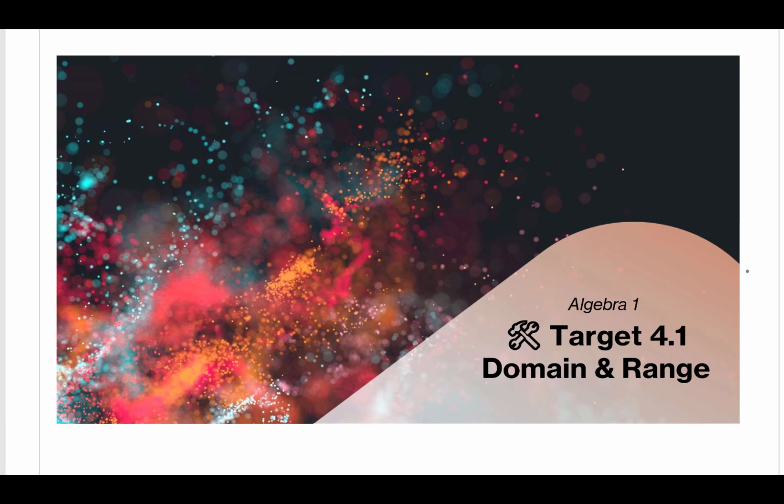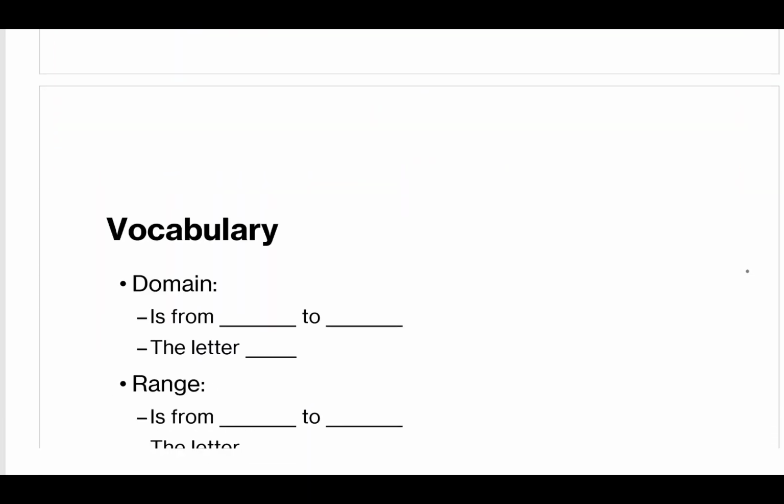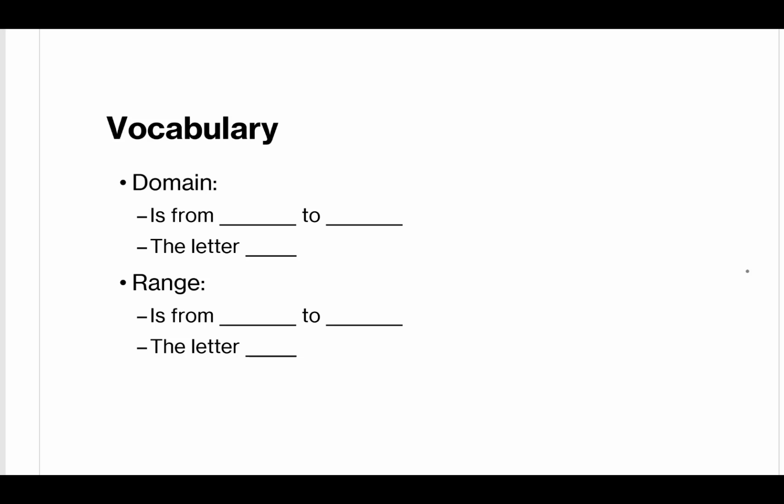Okay, this is a video that's going to be explaining domain and range. So first we're going to go over vocabulary. Domain is from left to right. So domain es izquierda a la derecha. And the letter that represents domain is X. So domain significa X, X significa domain, right?